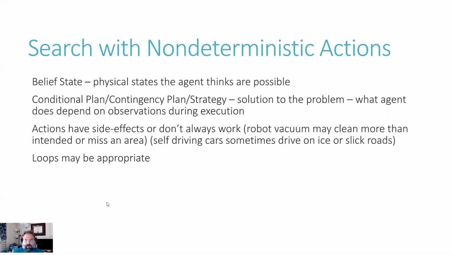So if you've got a robot vacuum, it may clean something other than what you think you're cleaning, and it may not clean the thing that it thinks it's cleaning as well as it does. Or a self-driving car might not do quite as well on a wet or slick road or ice. So that's back to that closed-loop approach, where you want to consider what the state is, especially whenever there's a chance that the action you took may not have actually taken.